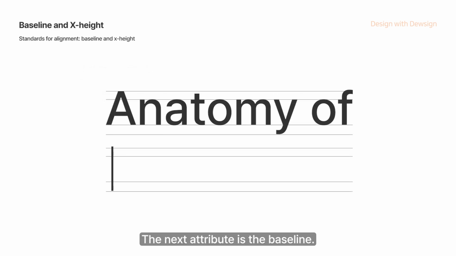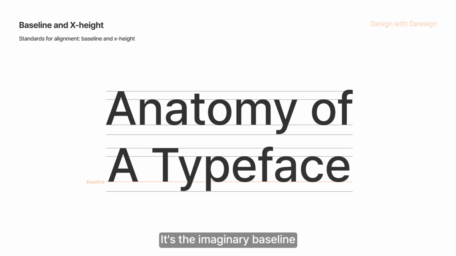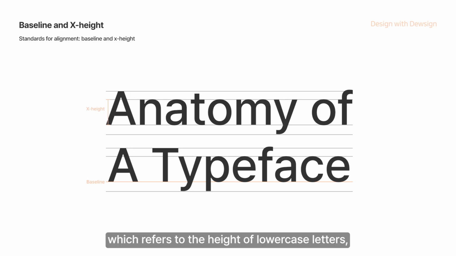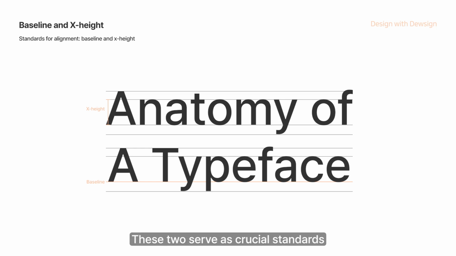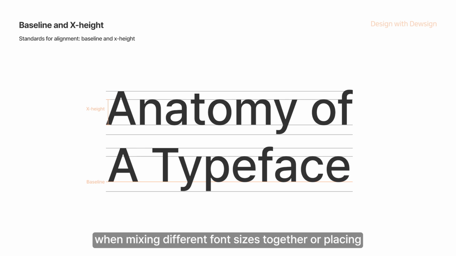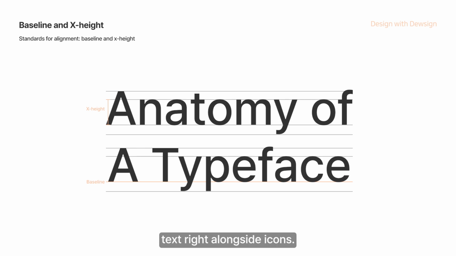The next attribute is the baseline. It's the imaginary baseline where characters sit side by side. We also have the X height, which refers to the height of lowercase letters, specifically the lowercase x. These two serve as crucial standards for creating a visually stable alignment when mixing different font sizes together or placing text right alongside icons.